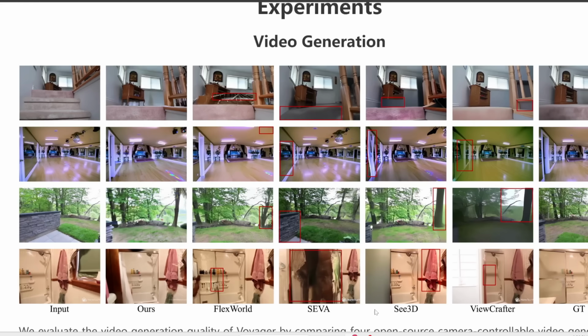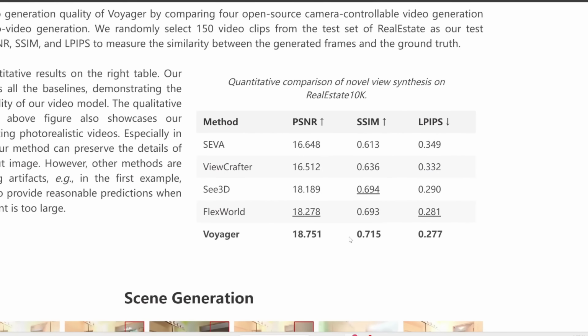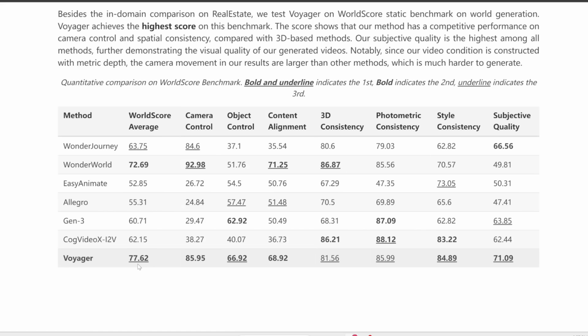However, for all these other competitors, notice that, especially for the areas that are outlined in red, these areas are not aligned with the original image. So Voyager is a lot more accurate and consistent. If you look at this benchmark on novel view synthesis, notice that Voyager outcompetes all these other competitors. And then if you look at these benchmarks on various things like camera control, object control, content alignment, 3D consistency, etc., on average, Voyager scores the highest.